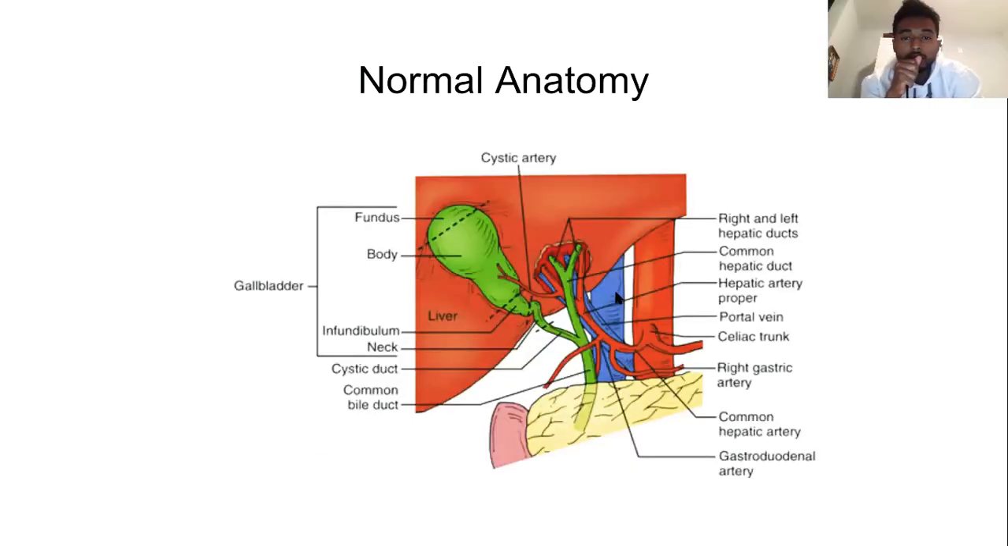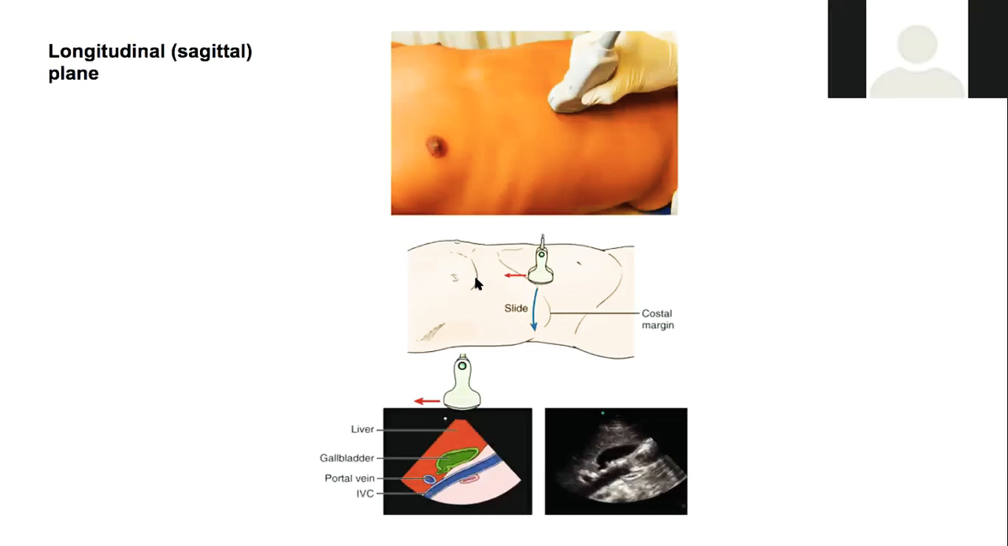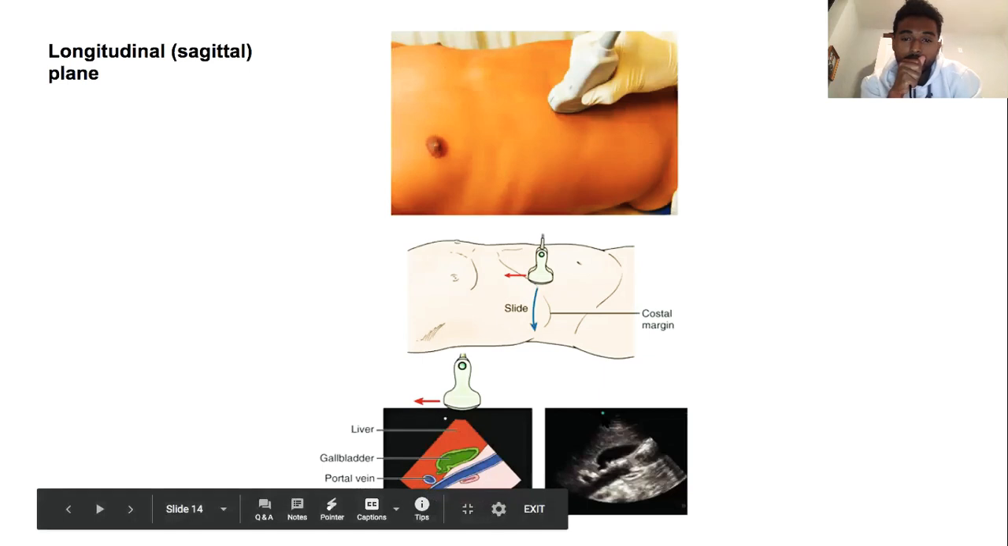How would I see the portal vein like that? Was it the portal vein or portal track? Right here, the portal vein. So if you're putting the transducer along here and you kind of angle it, you're gonna see the gallbladder first. Let's look at the transducer marker. This is superior, this is inferior, this is anterior, and this is posterior.